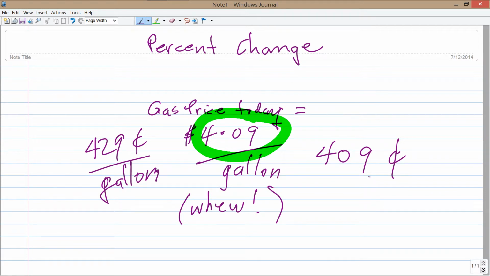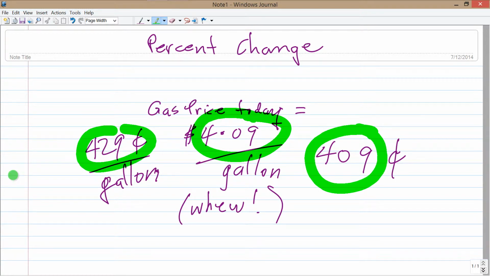Well, the way that you would calculate any kind of percent change is to take the starting value, 409 in this case, and then subtract that from the finishing value, which is 429 cents in this case. So the difference is plus 20 cents. The percent change is calculated by dividing 20 by the original amount and then multiplying by 100.